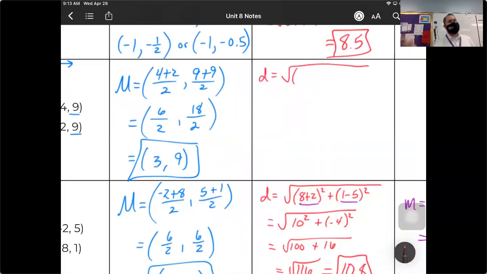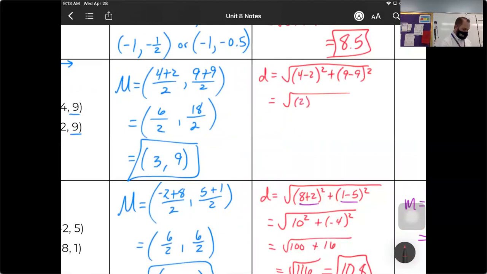This is where we subtract the x's. So instead of 4 plus 2, we would do 4 minus 2 and square that. And we subtract the y's. So 9 minus 9 and square that. What's 4 minus 2? Somebody tell me. 4 minus 2 is not 3. 4 minus 2 is 2.